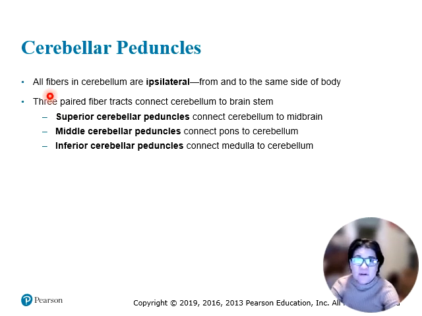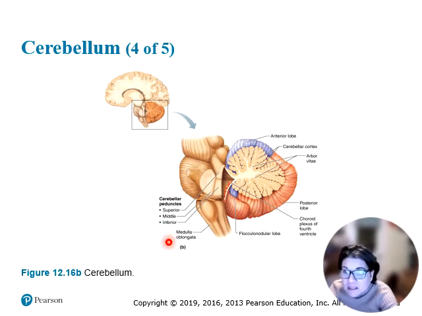Okay, so cerebellar peduncles. The fibers are ipsilateral, so they go from and to the same side of the body. They don't cross. And then there are 3 tracts that connect the cerebellum to the brainstem. So these are the 3 tracts. And let's see if we can see them here. Yep, so these are the 3 peduncles right here that connect the brainstem to the cerebellum.